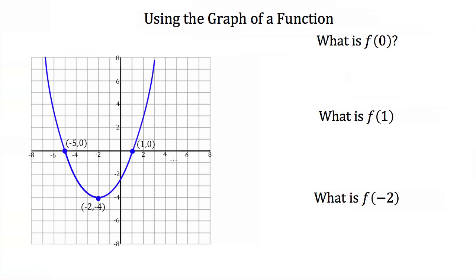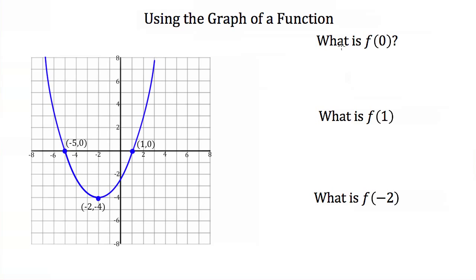Now that we know what the graph of a function looks like, let's see what kind of information we can get from the graph of a function. Here we're given the graph of a parabola. This is a function because it passes the vertical line test. There's nowhere that I can draw a vertical line that would intersect this graph in more than one place. So this parabola does represent a function. Now we're asked for some information about the function shown in this graph.